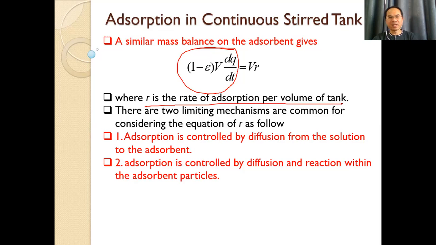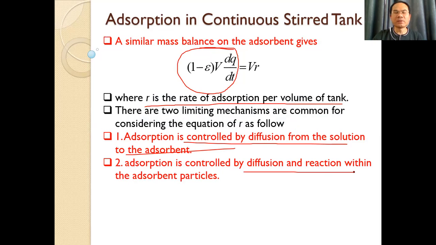For this case, two limiting mechanisms are common for controlling the rate of adsorption. The first depends on diffusion from the solution to the adsorbent. The second step is diffusion and reaction within the adsorbent. Mostly we have diffusion from the bulk solution to the adsorbent. And the second step is diffusion in the pore and the reaction step on the surface. It may be no reaction, it may be integration, it may be ionic exchange, it may be affinity.